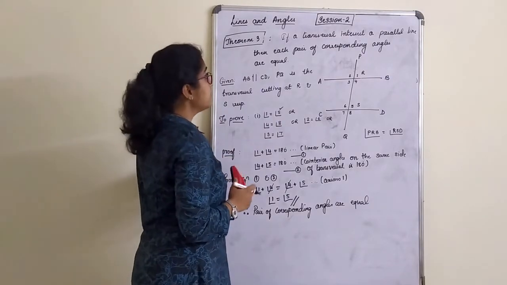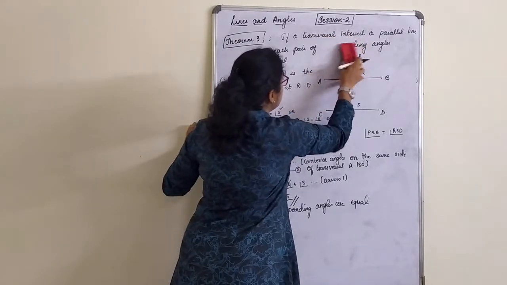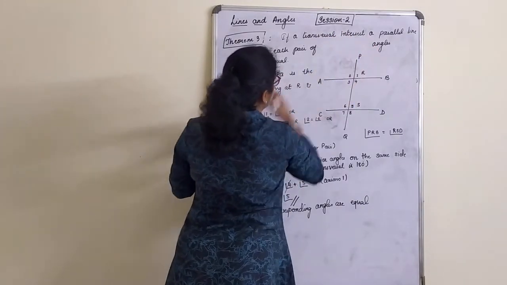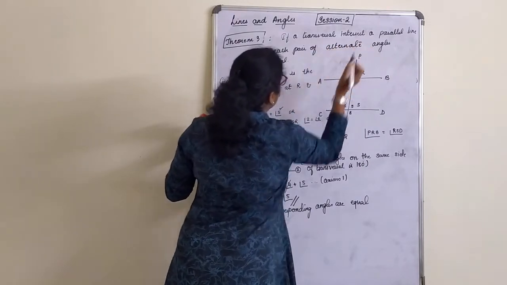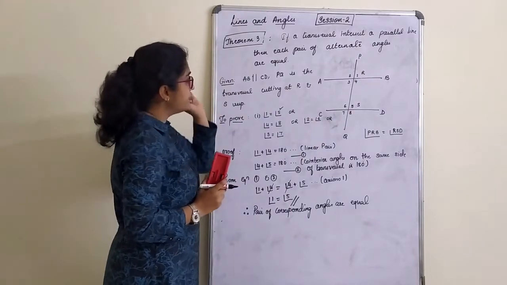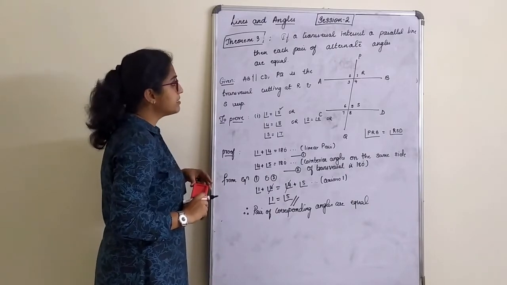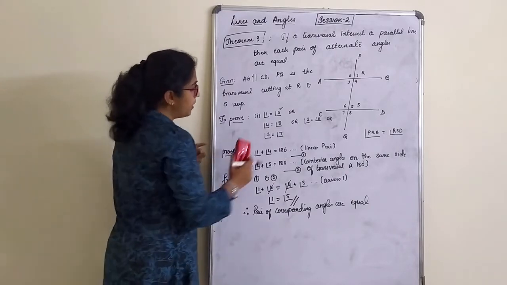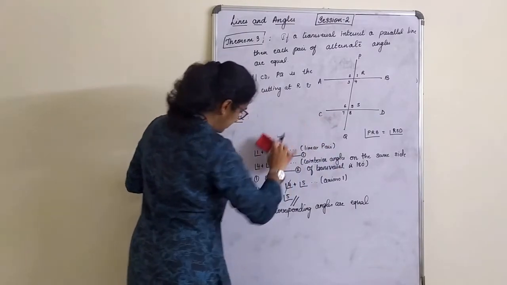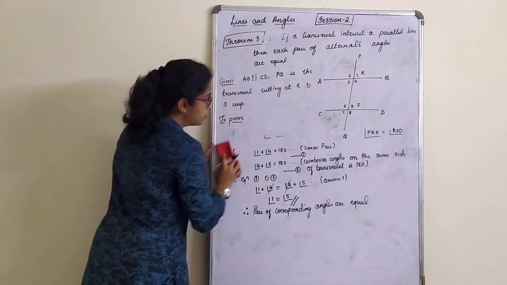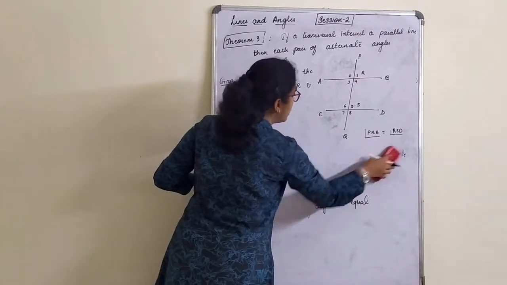What does theorem 3 tell? If a transversal intersects parallel lines, then each pair of what angles? Alternate angles. Alternate angles are equal. Figure is the same. AB parallel to CD, PQ is a transversal cutting at R and S respectively. To prove, I have to definitely change here because this will not come, and rest everything will change. Okay. So till here it is the same thing what you have to do. Then let's see remaining how to prove that.